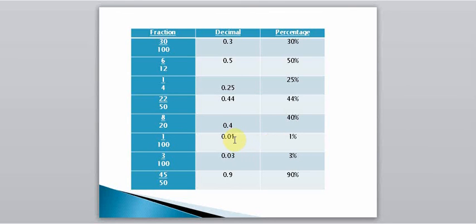And you use your hundredths place here, 0.01, 1 in the hundredths place. This is also out of 100, which is quite nice, 3%, 3 in the hundredths place. This one needs doubling, look, so the 50 doubles to 100, double the top is 90, so that's 90%. How did you get on with those?